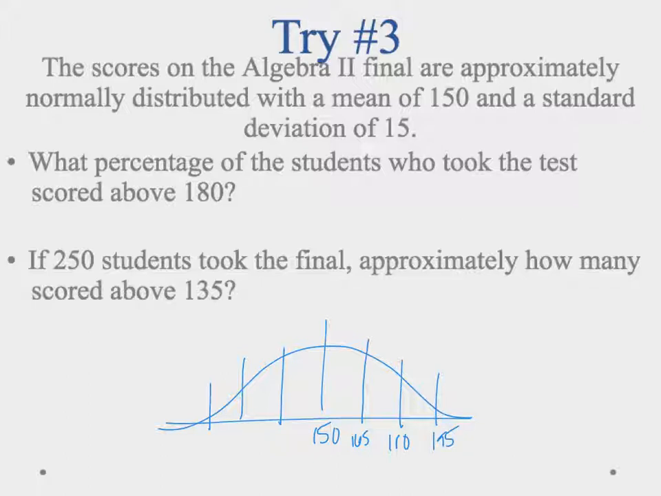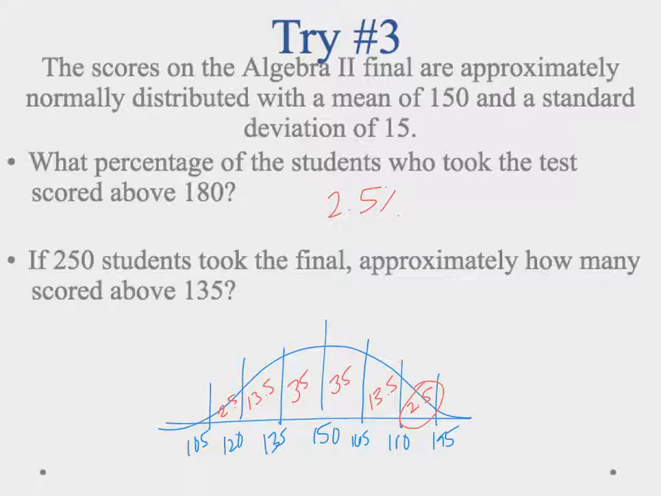On the back end of that, 150 minus 15 is 135. Subtract another 15, that's 120. Subtract another 15, that's 105. Again, let's just be reminded, this is 34, 34, 13.5, 13.5, and these are about 2.5. It's really less than that, but we're just approximating so that we can say within 3 standard deviations it's 100%. So the percentage of those that scored above 180 is going to be about 2.5%, because greater than 180 would be that 2.5% there.